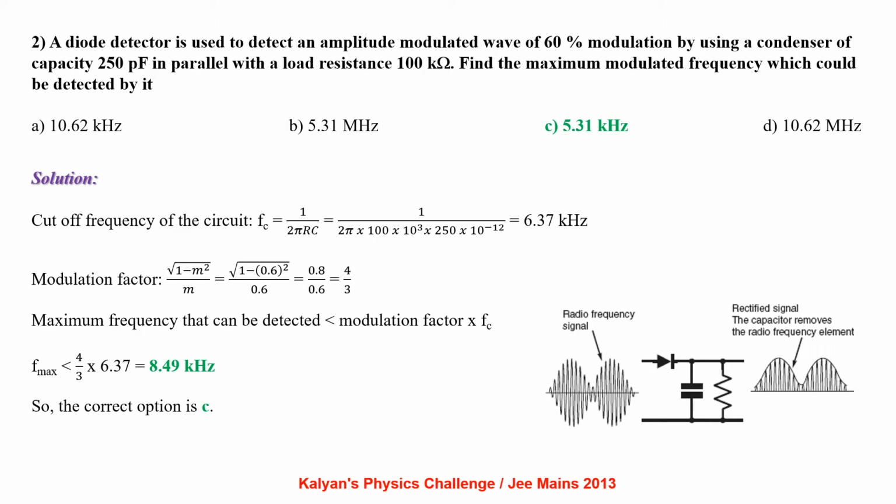Cutoff frequency of the circuit Fc equal to 1 by 2 pi RC, which comes out to be 6.37 kHz. Modulation factor: root of 1 minus m square by m, that is root of 1 minus 0.6 whole square by 0.6, which comes out to be 4 by 3. Maximum frequency that can be detected is less than modulation factor into Fc. So Fmax is less than 4 by 3 into 6.37, that comes out to be 8.49 kHz. So the correct option is C.